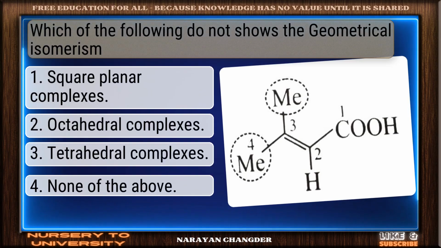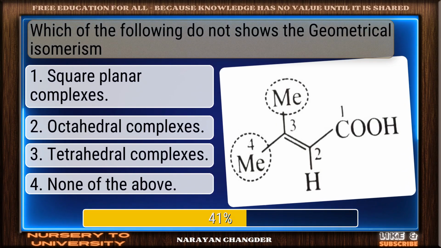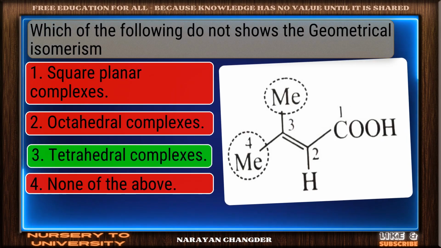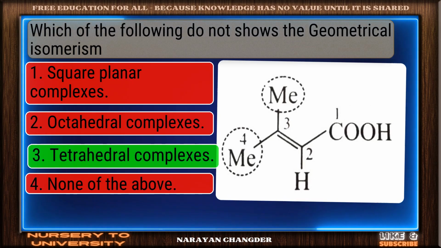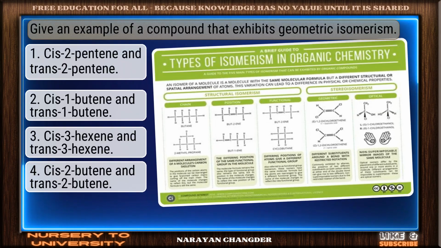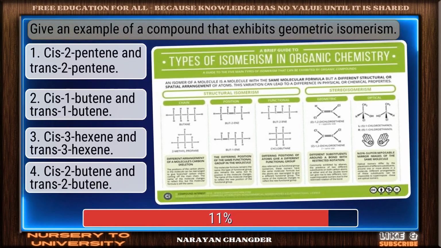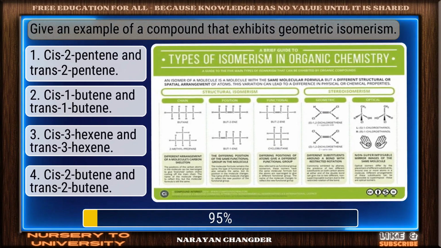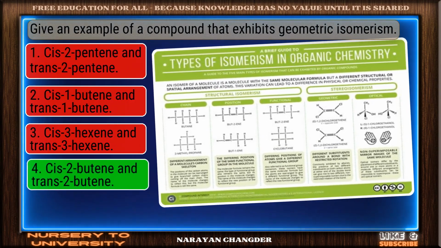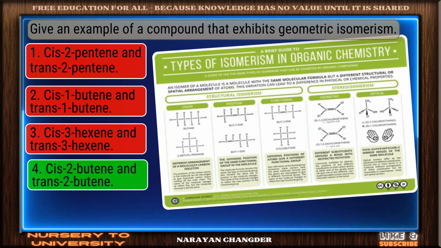Which of the following do not show geometrical isomerism? Well done. Tetrahedral complexes is the right choice. Give an example of a compound that exhibits geometric isomerism. Perfect. Cis-2-butene and trans-2-butene is the correct choice.